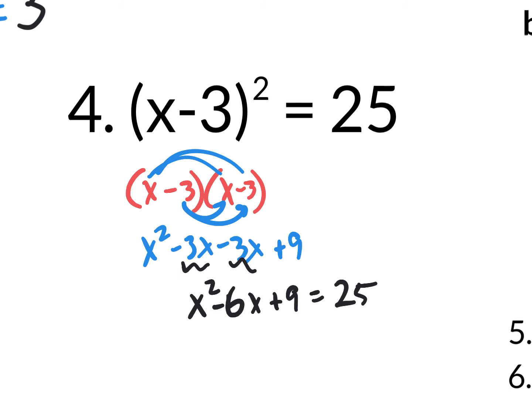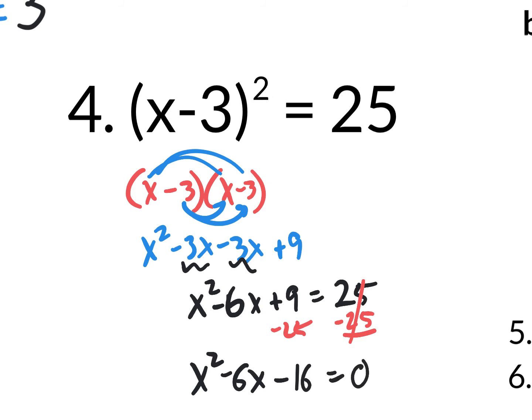But in order to use the quadratic formula, you have to set it equal to 0. So you have to subtract 25, giving you x squared minus 6x minus 16 equals 0. And then you could say, okay, my a value is 1, my b value is negative 6, my c value is negative 16. And then you could use the quadratic formula, which would take more time, right? So that's another way of doing it, but I wouldn't recommend that way either.